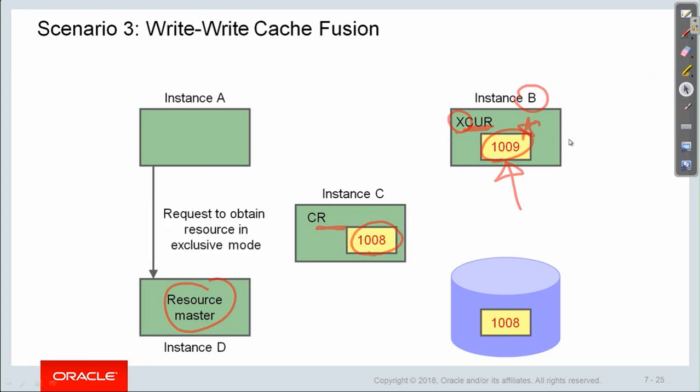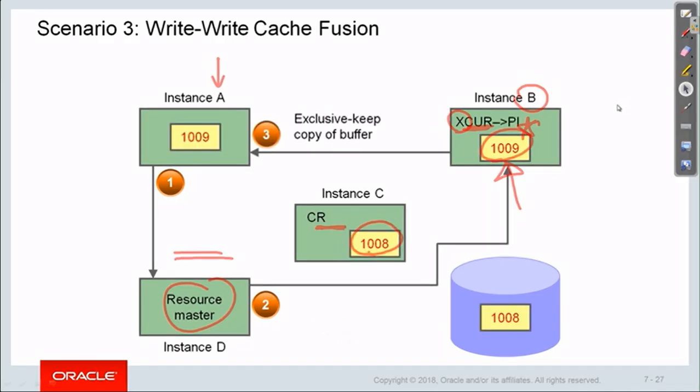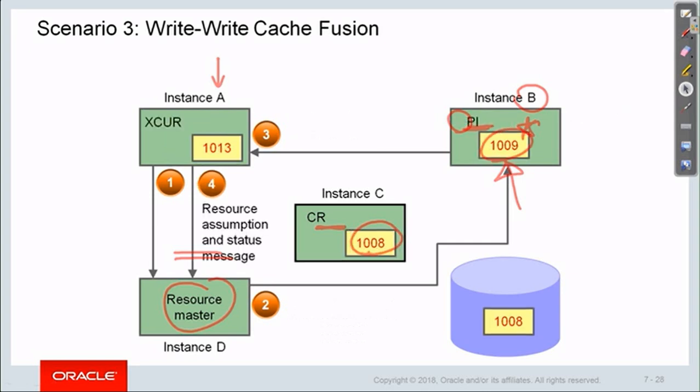Now we have another request. Instance A also requests the same block for DML, but to update another row in the same block. Instance D can easily locate the current block, which is in instance B, and instruct instance B to transfer this resource to instance A. So instance A received it, modified it, and then notified instance D about this change.